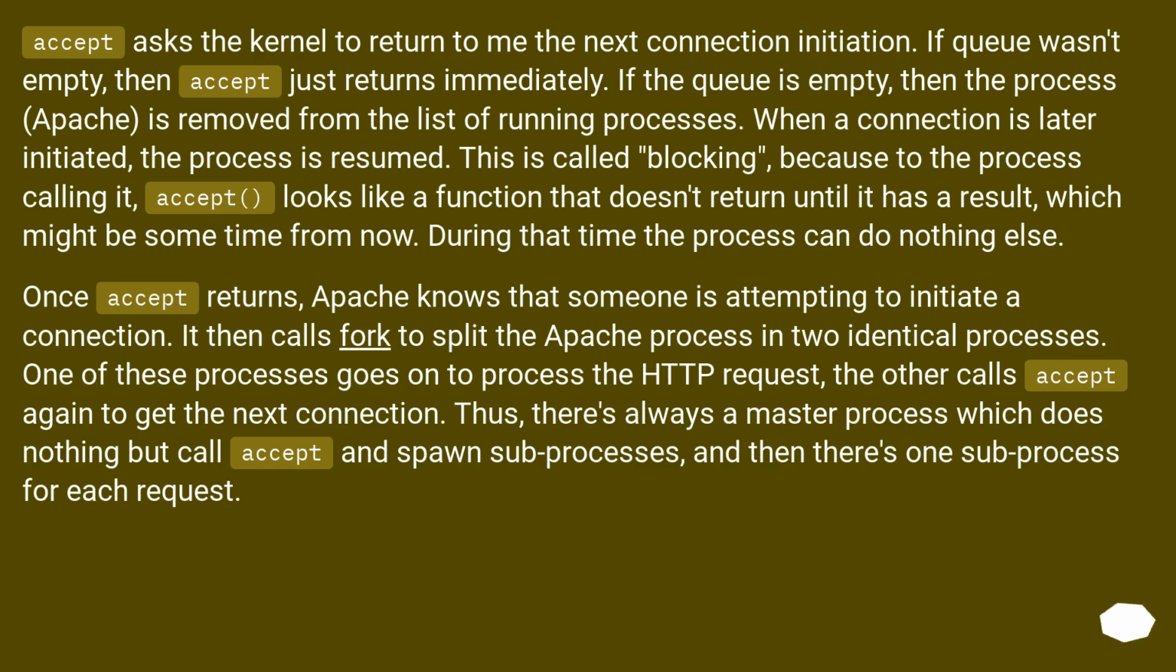This is called blocking, because to the process calling it, accept looks like a function that doesn't return until it has a result, which might be some time from now. During that time the process can do nothing else. Once accept returns, Apache knows that someone is attempting to initiate a connection. It then calls fork to split the Apache process into identical processes. One of these processes goes on to process the HTTP request, the other calls accept again to get the next connection. Thus, there's always a master process which does nothing but call accept and spawn subprocesses, and then there's one subprocess for each request.